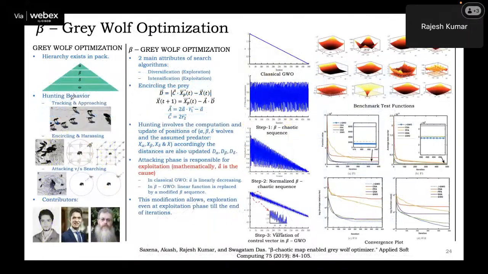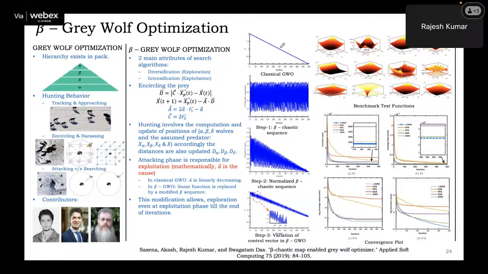Then there is another algorithm, the gray wolf algorithm, which is inspired by gray wolves. You can see the wolves have a hierarchy: alpha, beta, delta, and gamma. Alpha takes the decision, and beta and delta help. The gamma are just the followers. This was the initial algorithm proposed by Mirjalili and the team. We created a variant of this one, so I am putting the picture of both here.